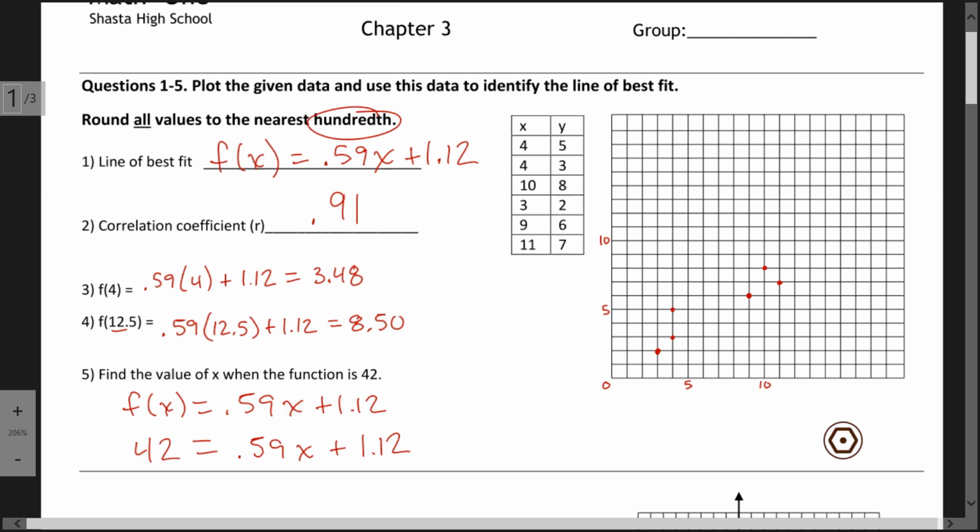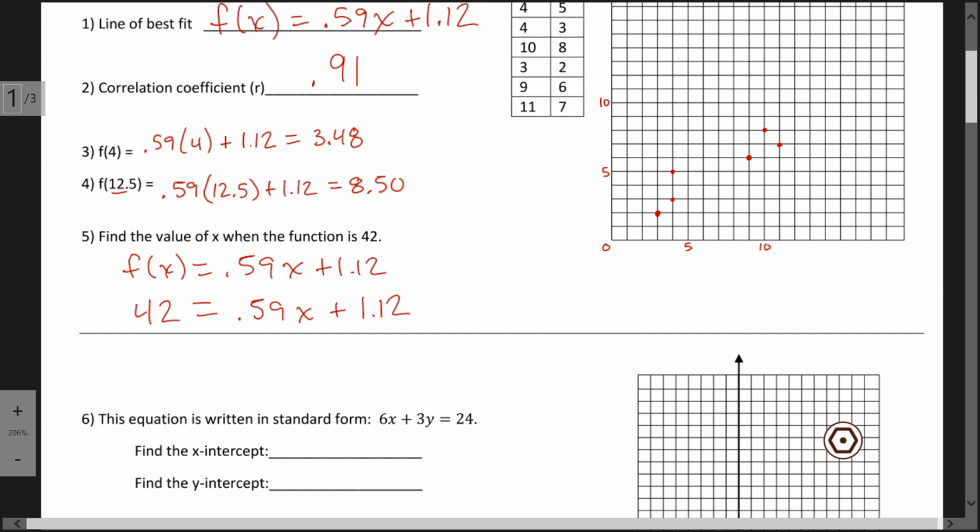And to answer that question, it's just two quick steps. We're going to subtract 1.12 from both sides of this equation. And after we get that value, we're going to divide by 0.59. I've kind of run out of room here, but we're going to write this anyways. When I subtract the 1.12 from 42, we get 40.88, and that equals 0.59 times x.